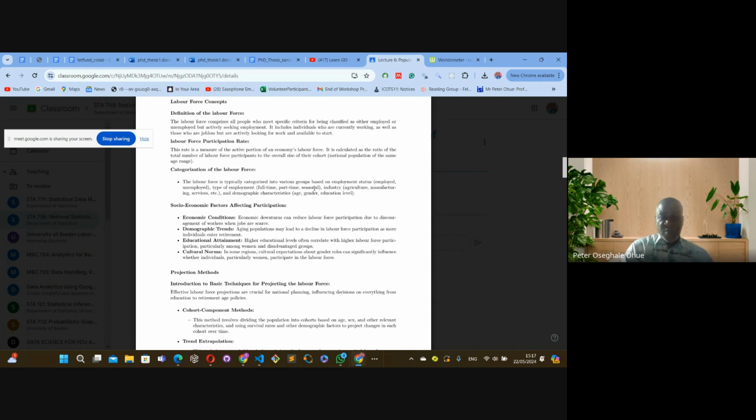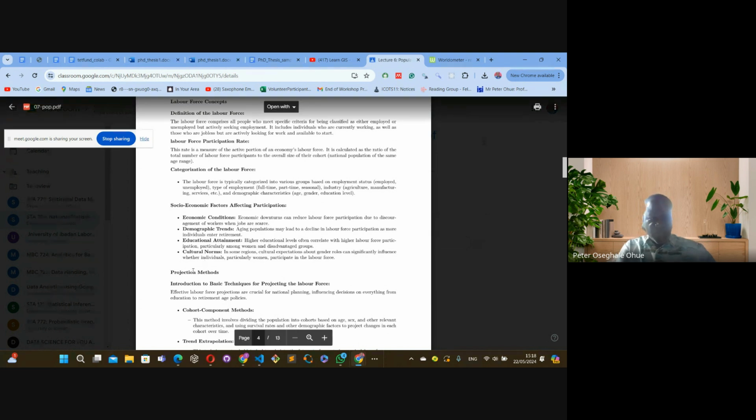Then cultural norms. In some regions, cultural expectations about gender roles can significantly influence whether individuals, especially women, participate in the labor force. Of course, there are some religions, some cultures that confine women to the kitchen. Okay, so education and enlightenment has also changed that narrative. Whether it has been helpful or otherwise, that's a discussion for another day, because there are many homes now that are broken because of issues bordering around women not being submissive to their husbands and men not even taking care of them because whatever. Let's not go into a conversation that will cause confusion.